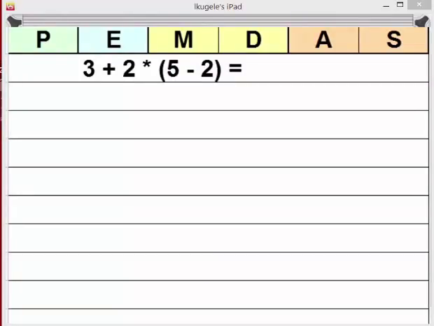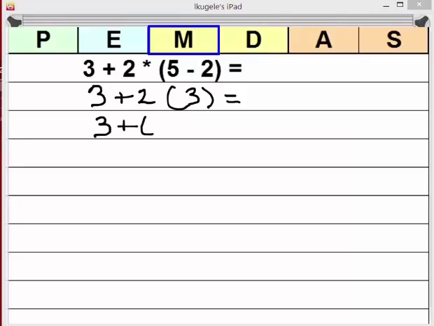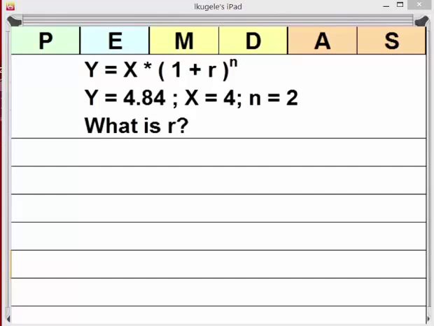Let's look at our first example. It's a pretty easy one. First thing we need to do is deal with what's inside the parens. So that's going to give us 3 plus 2 times 3. Next, we're going to multiply. 3 plus 6, and finally add, and there's our answer, 9. Now that was a pretty easy one. Let's look at one that's a little bit more involved.